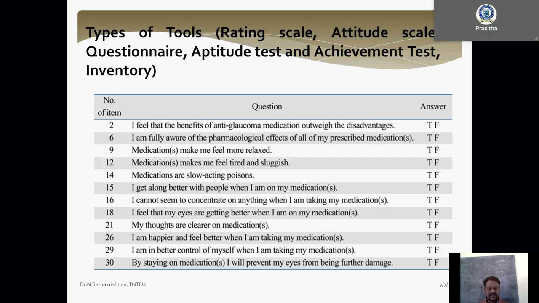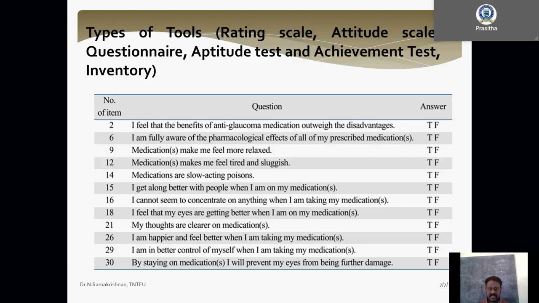I feel that my eyes are getting better when I am on my medications. My thoughts are clearer on medications. I am happier and feel better when I am taking my medications. I am in better control of myself when I am taking my medications. By staying on medications, I will prevent my eyes from being further damaged. So this is to test whether the patients really feel better after a medication.